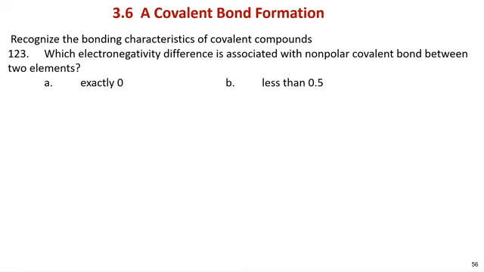A non-polar covalent bond is less than 0.5. This is a covalent bond, a polar covalent bond. So the answer is B. A non-polar covalent bond is less than 0.5. Between 0.5 and 0.9 is a polar covalent bond. Therefore, the answer is.